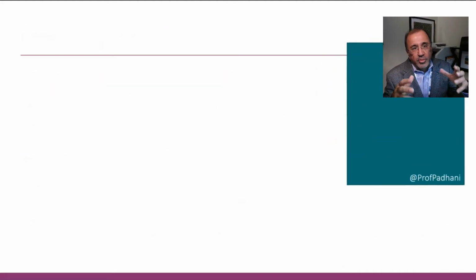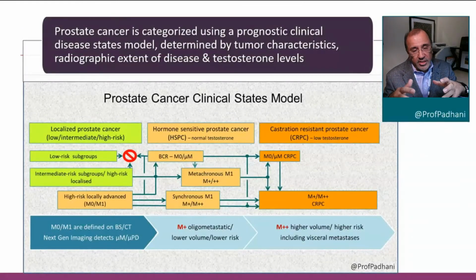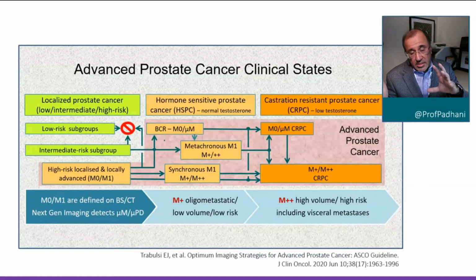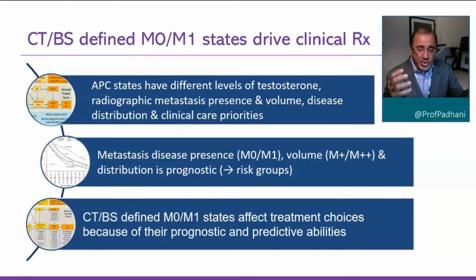So all of us should be aware that prostate cancer is categorized using the prognostic clinical states model, where we have localized disease on your left and advancing states on the right, and by the testosterone levels. But importantly, the presence or absence of metastatic disease and its volume on bone scans and CT scans drives clinical decision making. For example, the presence or absence of disease, its volume, its distribution affects treatment choices because they are prognostic and predictive of treatment success.